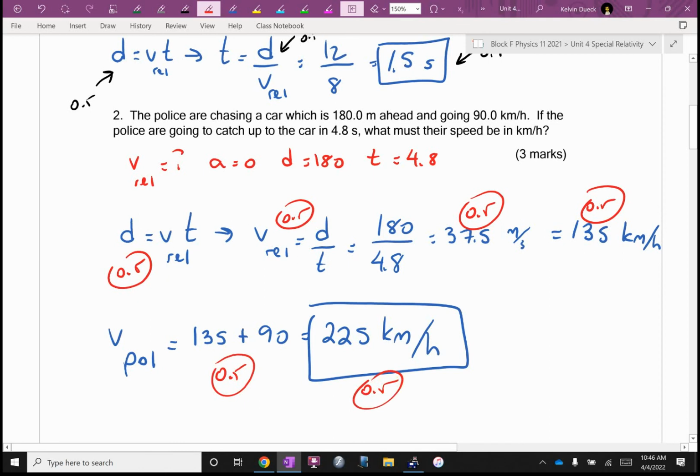If you went 37.5 plus 90, if you forgot to do the conversion, I would give you 2 out of 3, but I would also tell you to go work for Verizon. No units.